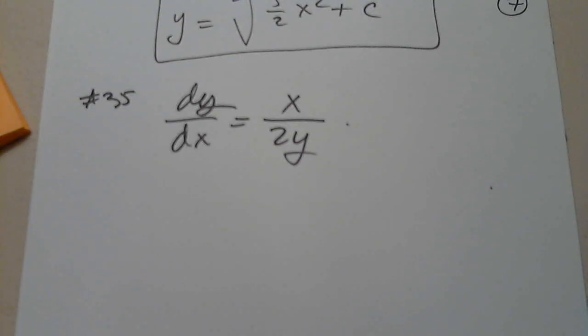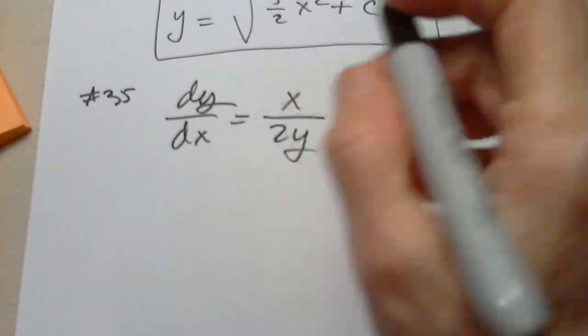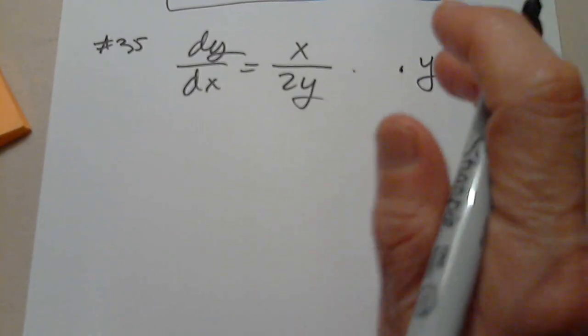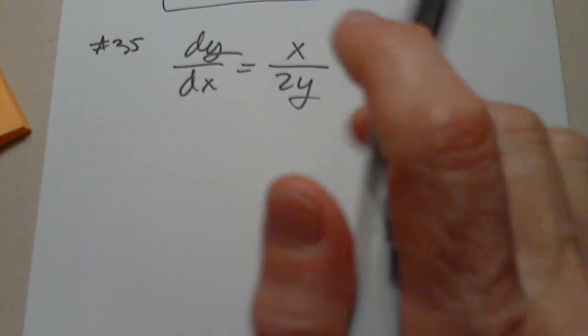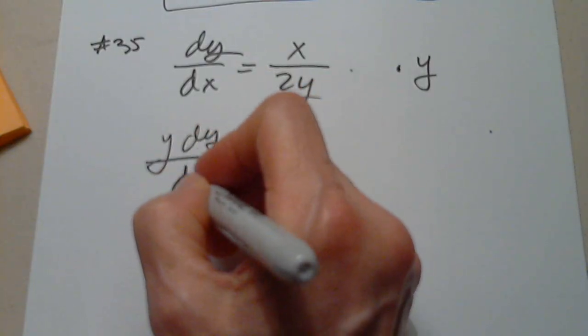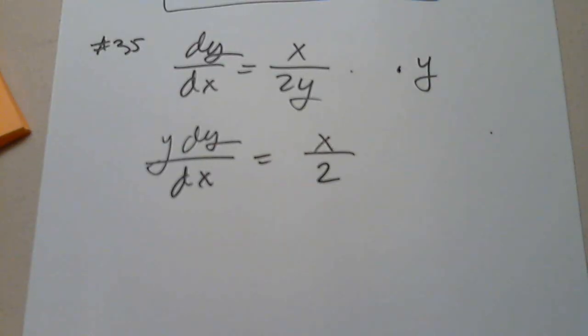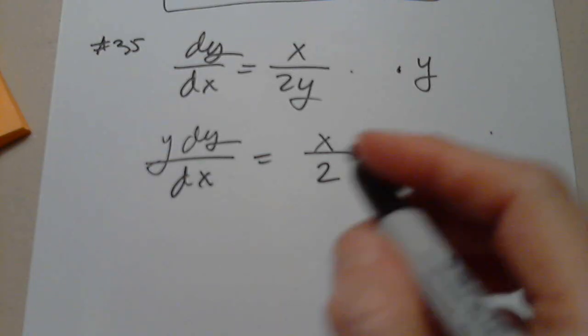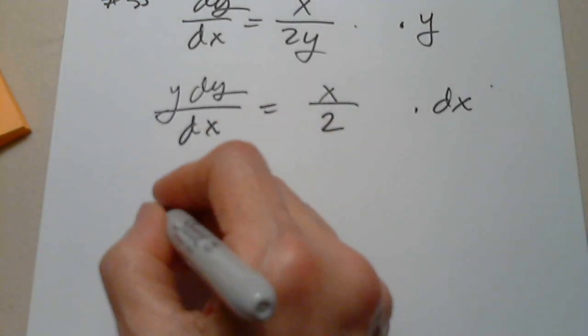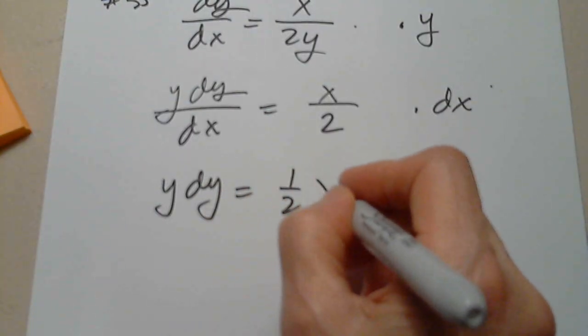Okay, what do we do now? Multiply by y. We can multiply both sides by y first, but we should always focus on dx, but it's fine. Y is fine. So we have y dy over dx equals x over 2. Excellent. Then multiply both sides by dx. Very good. So y dy equals 1/2 x dx.